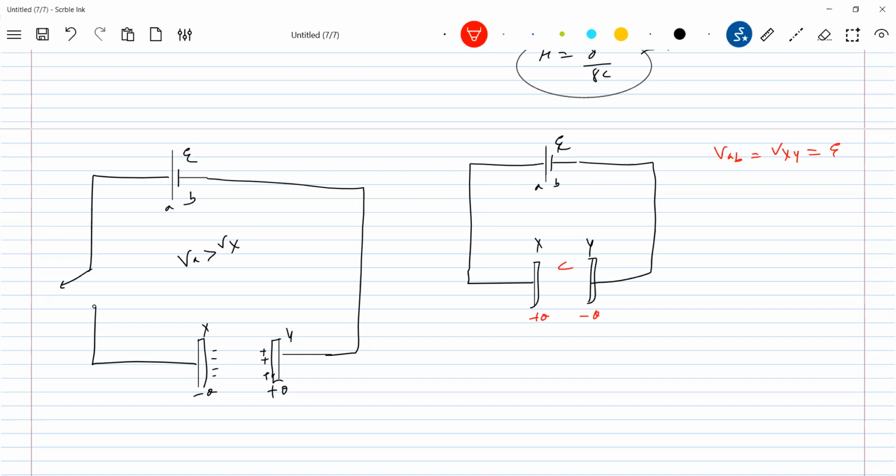And what is the charge? C into Vxy equal to C into E. This will be the final charge. And here I'll put a condition, let Q equal to C. If you want to choose some values, no problem.